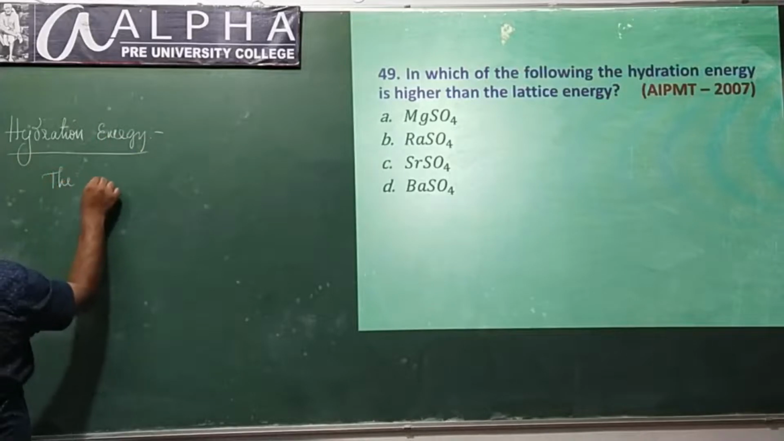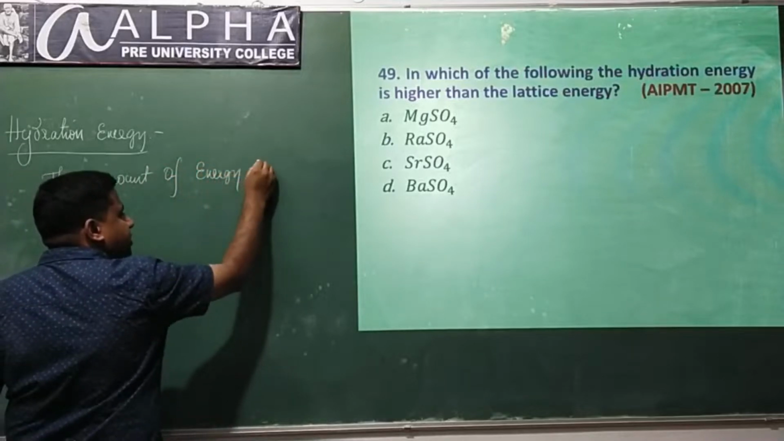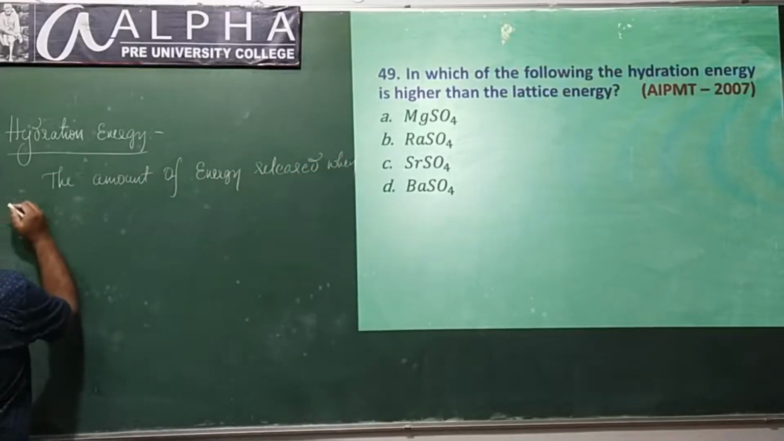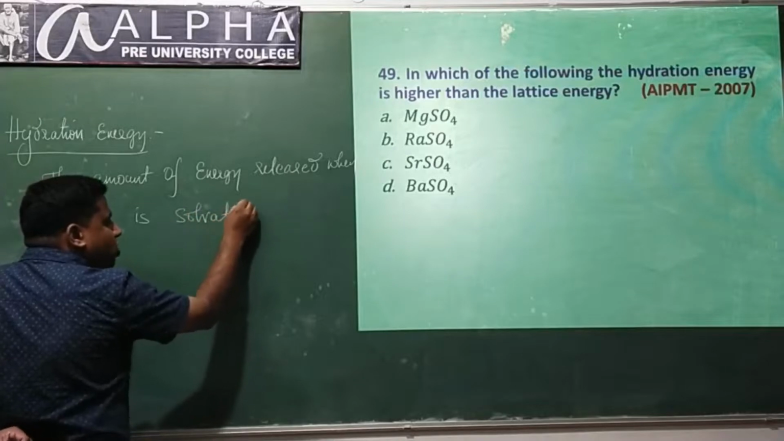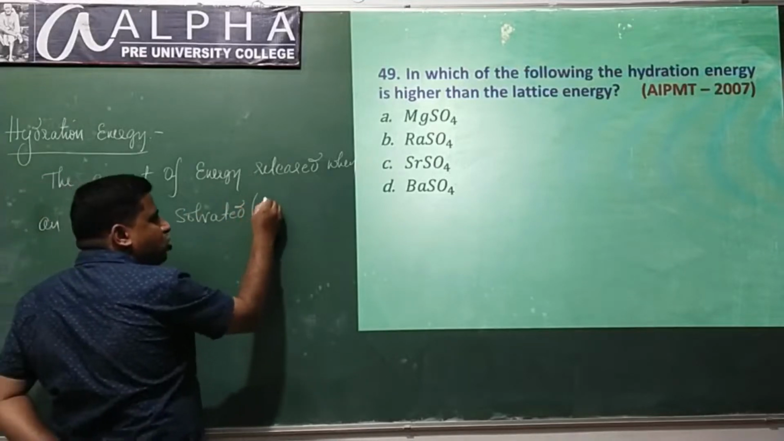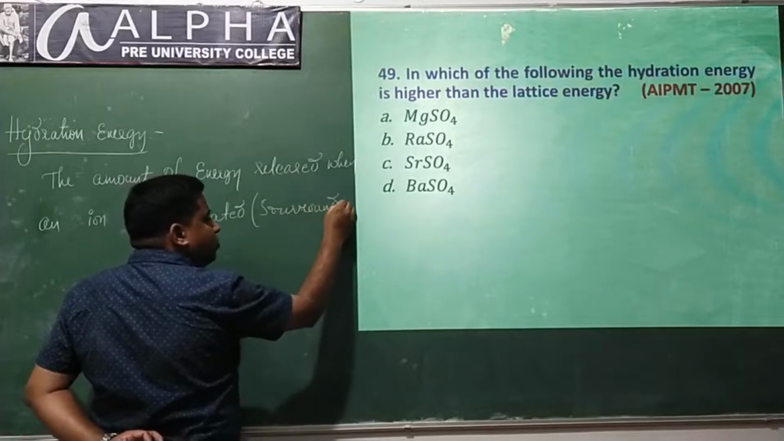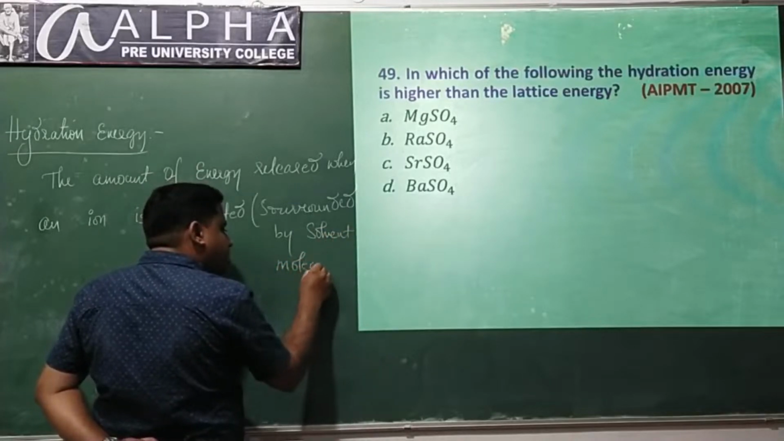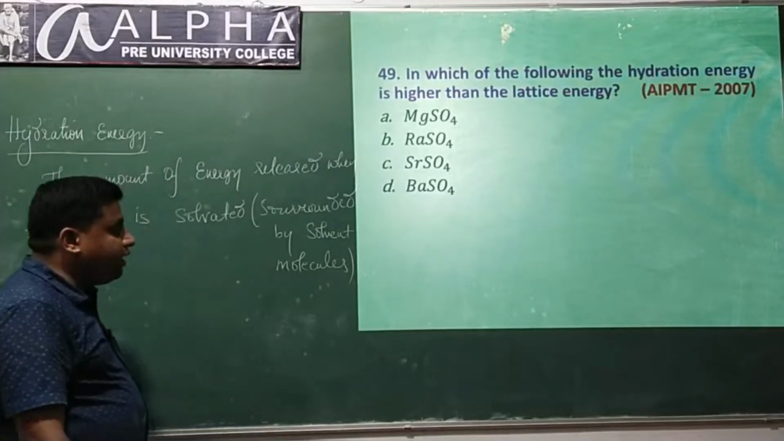The amount of energy released when an ion is solvated. What do you mean by solvated? Surrounded by solvent molecules. It is the amount of energy that is released when an ion is solvated. Ion is solvated means it is surrounded by solvent molecules.